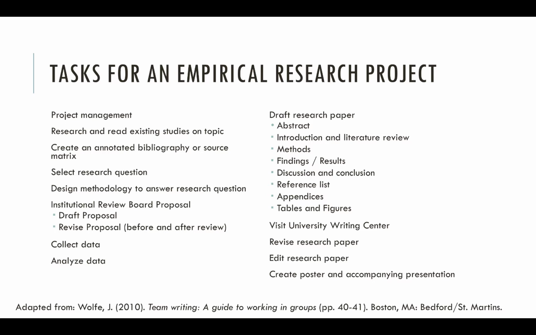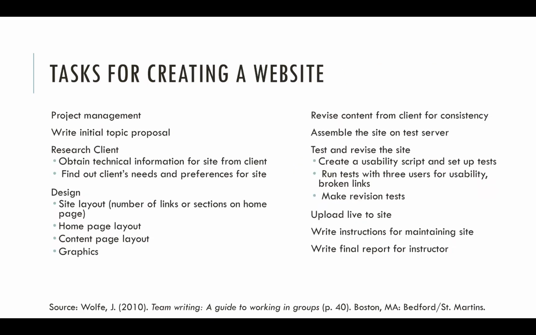Here, for example, is a list of major tasks involved with an empirical or scientific research project. Take a moment to review this list. In Team Writing, Joanna Wolf provides a task list for a project that involves creating a website for a client. Take a look and note the differences between this task list and the one for the empirical research paper.